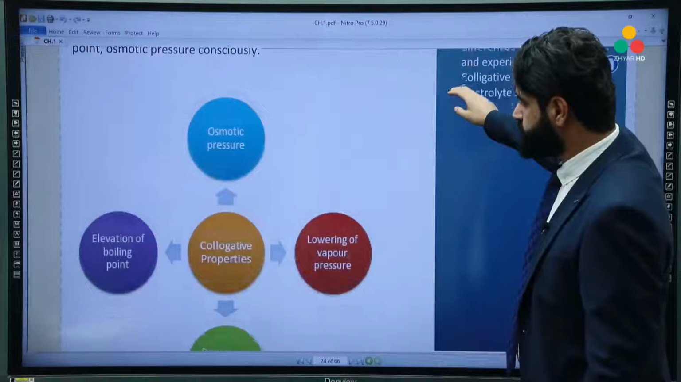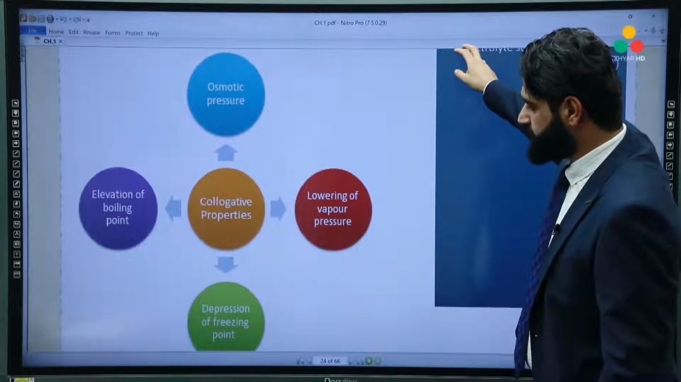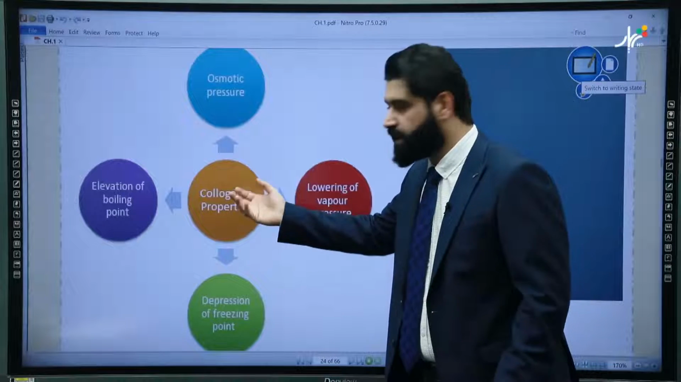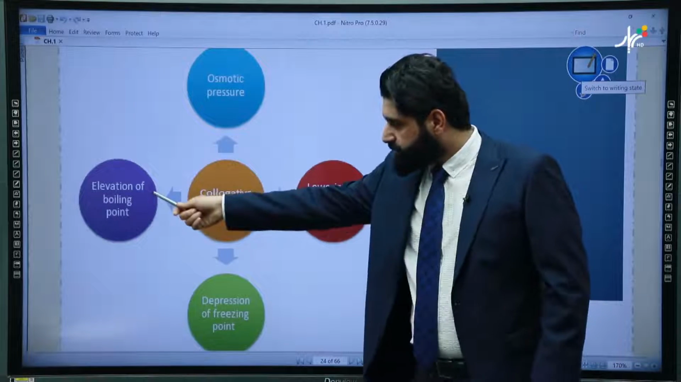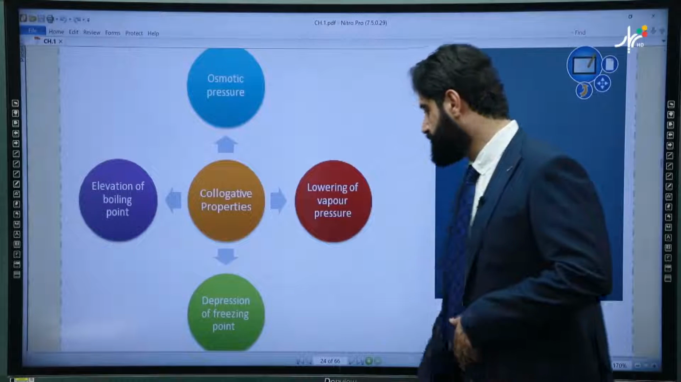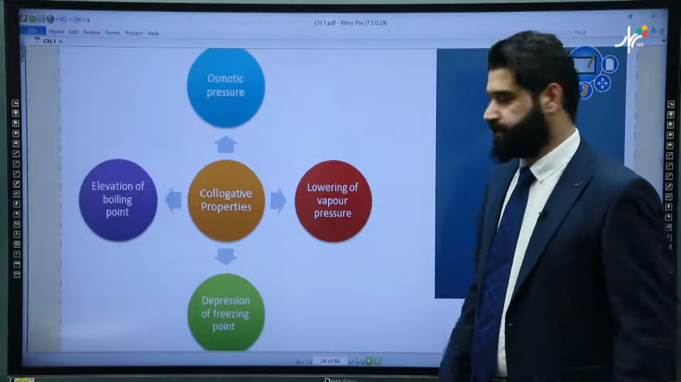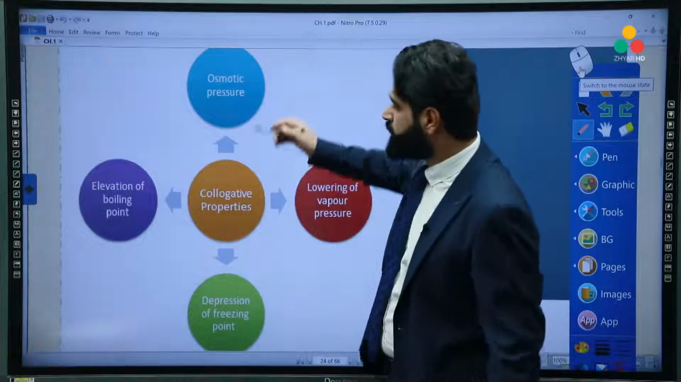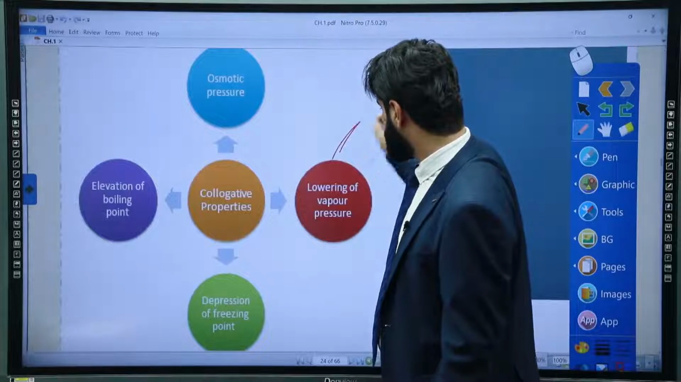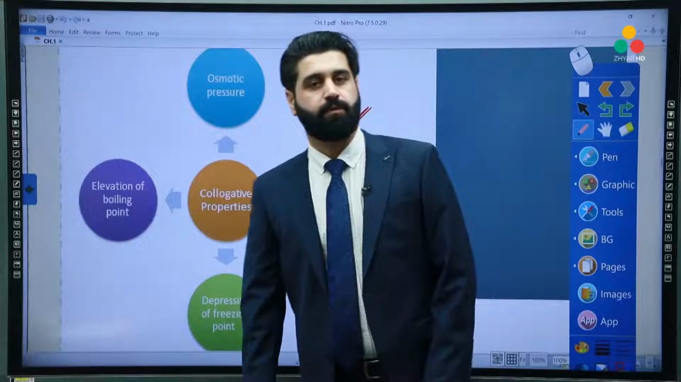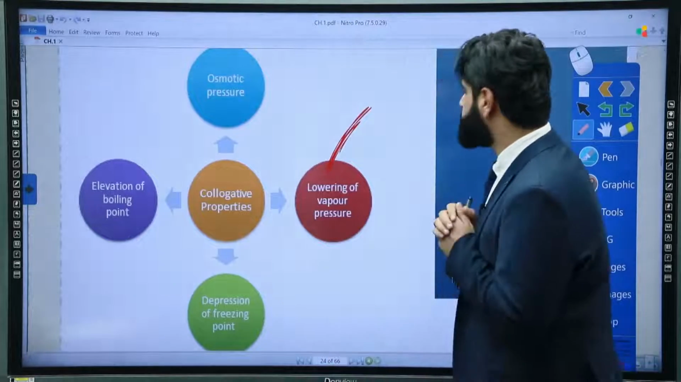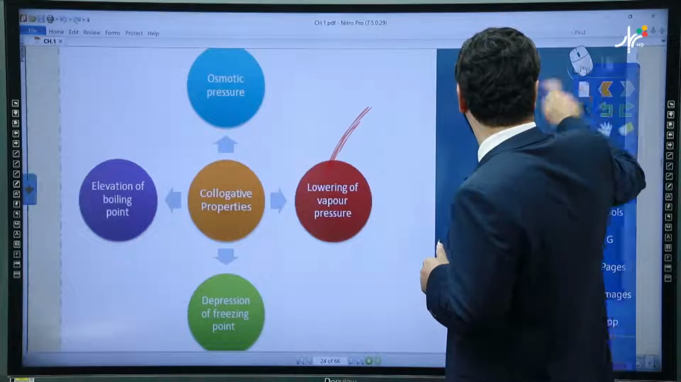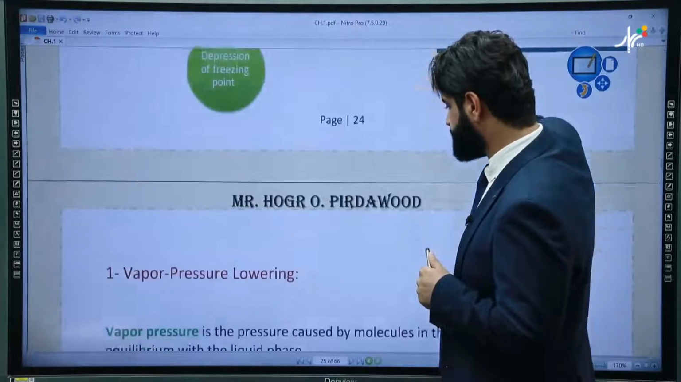Well, here is a wonderful picture I found on the internet. Colligative properties we have are osmotic pressure, elevation of boiling point, depression of freezing point, and lowering of the vapor pressure. And for the first one, now I want to mention lowering of vapor pressure. Let's see how vapor pressure changes by adding some amount of solute into a pure solvent.